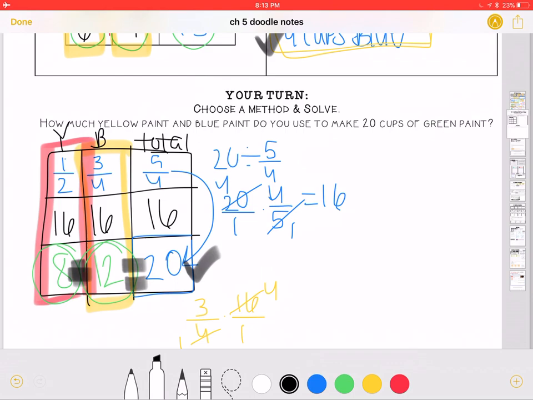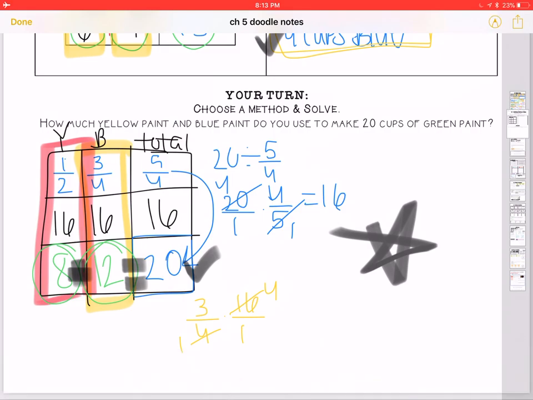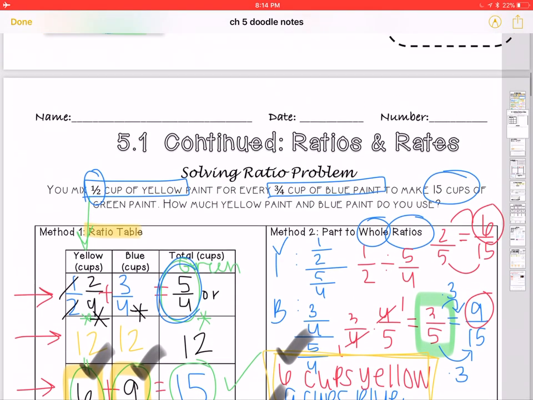Give yourself a little star or correct yourself if you need to. But nicely done. This is a tricky skill and we'll continue to practice with it. But those are just two of our methods. Rewatch it as you need to.